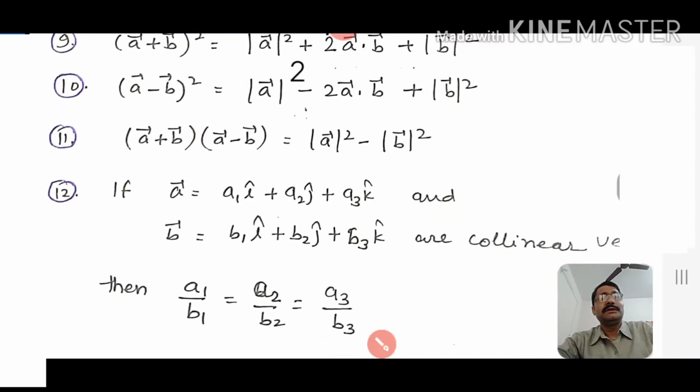Now look here, if these two vectors A vector and B vector are given to you, and these are collinear, we already did that. That time we have this rule that A1 upon B1 equal to A2 upon B2 equal to A3 upon B3. So hope you understand all these formulae, and these formulae we have to use in the scalar product.